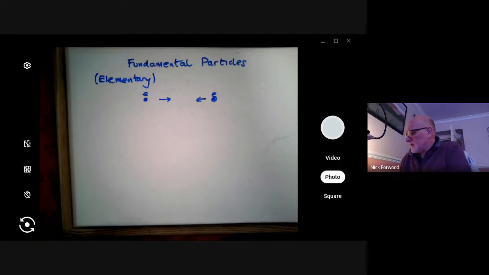So a fundamental particle is a particle that cannot be broken down into smaller parts, and electrons are a very good example of a fundamental particle. So a fundamental particle cannot be broken down into anything smaller in terms of a particle. Only do you get energy being released.